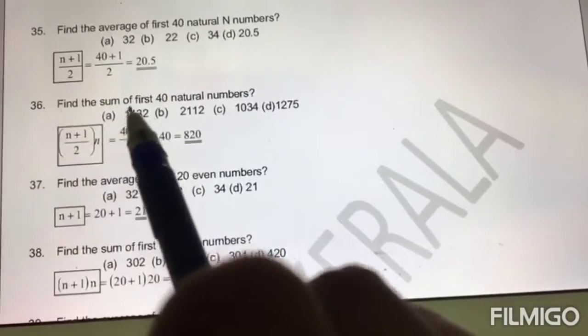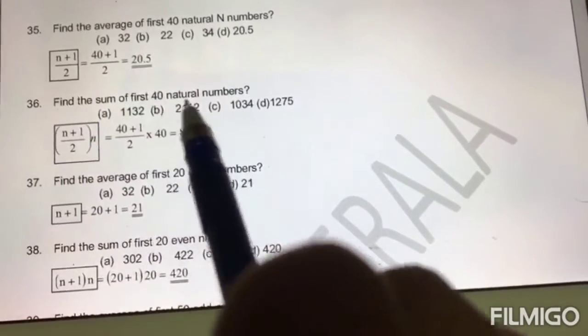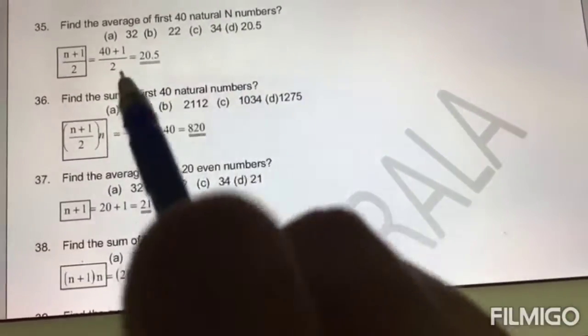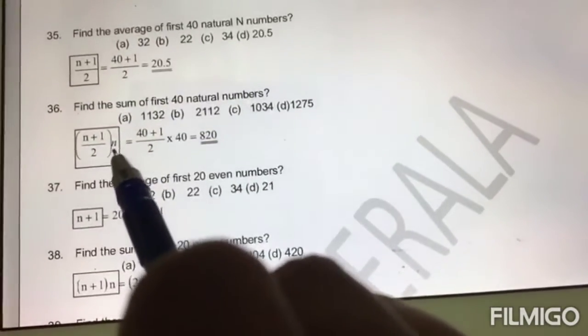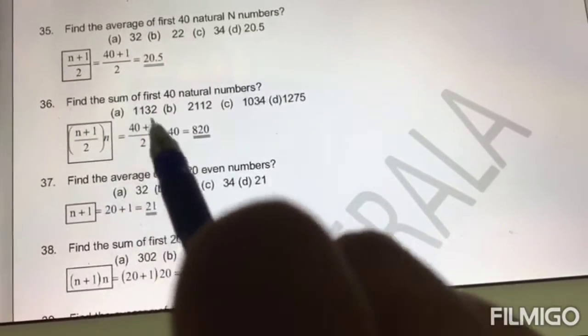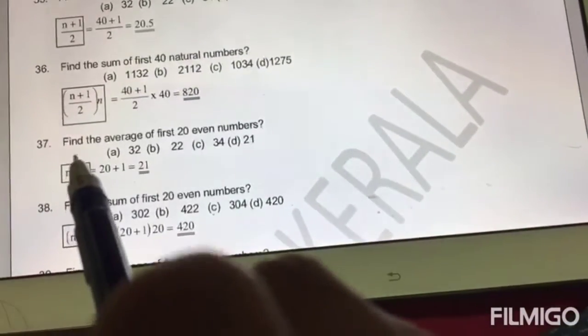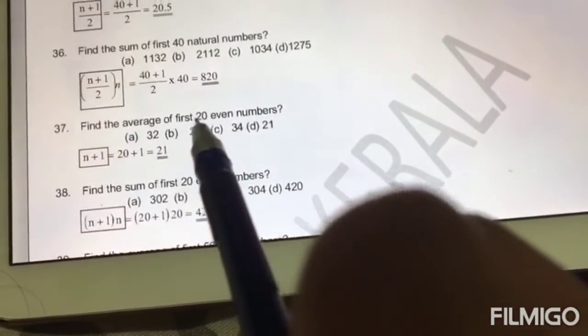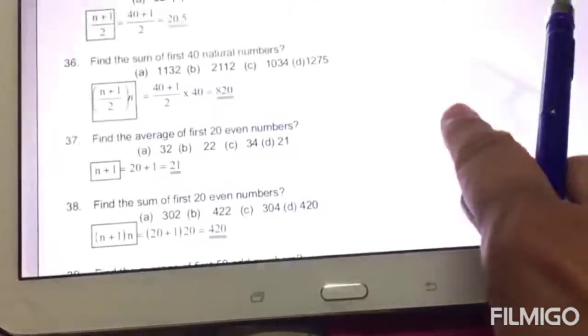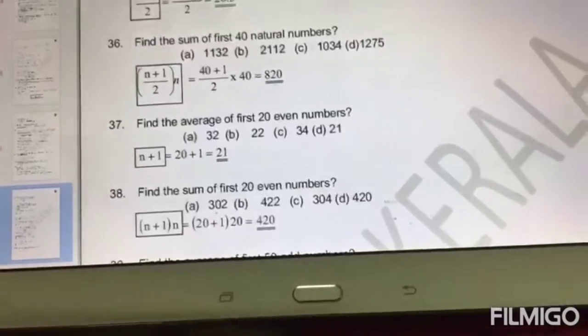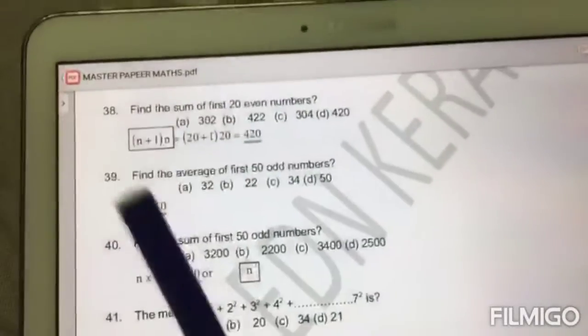Similarly, find the sum of the first 40 natural numbers, same as above but multiplied by n. So 40 plus 1 divided by 2 into 40, which is 820. Number 37. Find the average of the first 20 even numbers. Here the formula is simply n plus 1, 20 plus 1, which is 21. Okay, lots more formulae to remember.